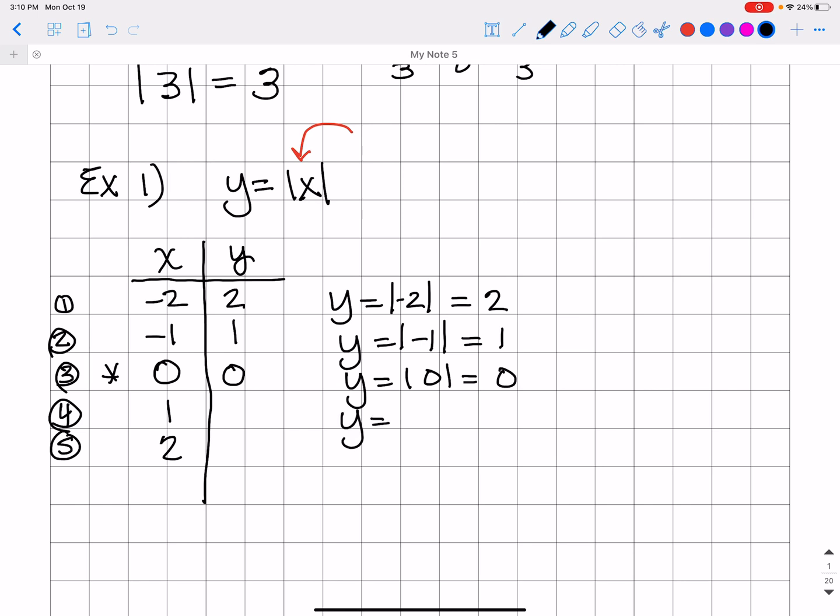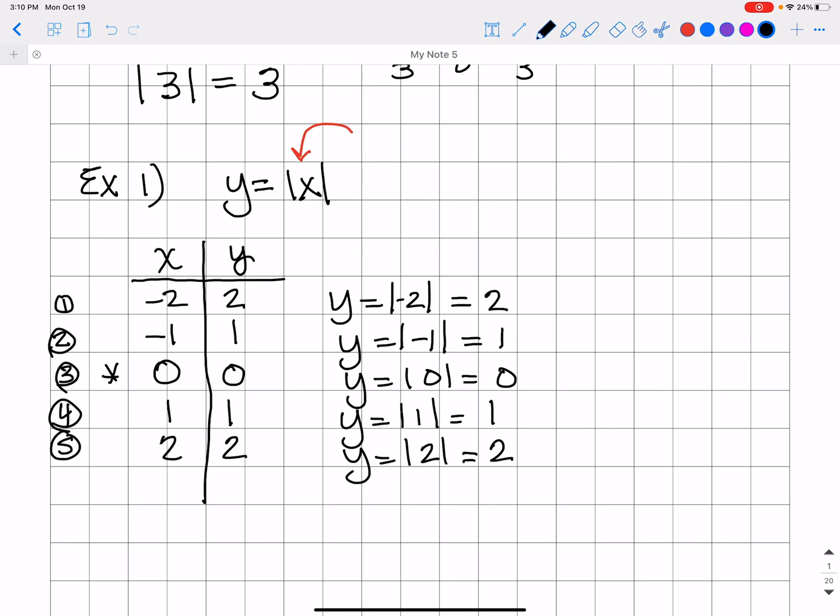Now, when x is +1, the absolute value of +1 is 1. And then I'm going to do my last one, which is I'm going to work it with a 2 in that x spot, and the absolute value of +2 is +2. Now I have filled out my t-chart.